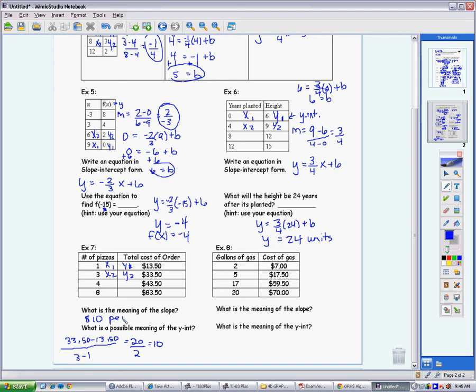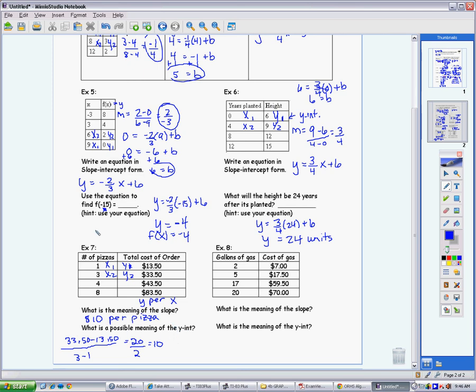$10 per pizza, and that goes back to our y per x that we did in Unit 4A. What is the meaning of slope? That means it costs $10 per pizza. It's going up by $10. So what is the possible meaning of the y-intercept?